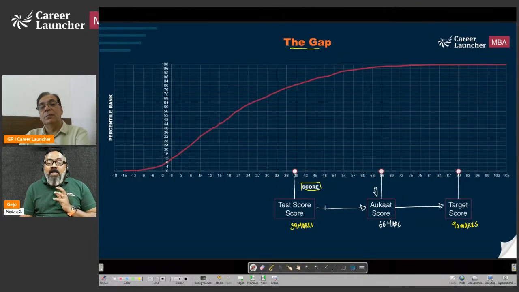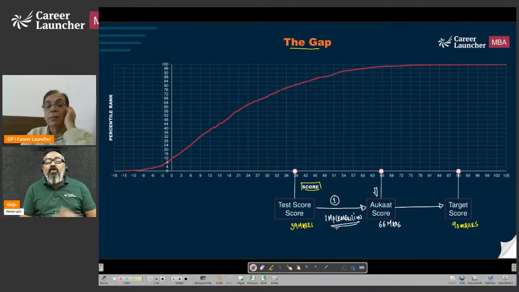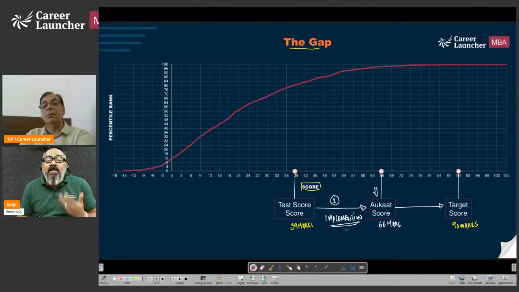Okay, now what is this gap? The first gap means this was your औकात, and the test में जाके बहुत कम किया यार, 66 आने थे, 39 आया. So this is an implementation gap. We can call it implementation or execution, whatever. We'll just call it, I am not able to execute well in my test. I'm not taking the test like a champion.